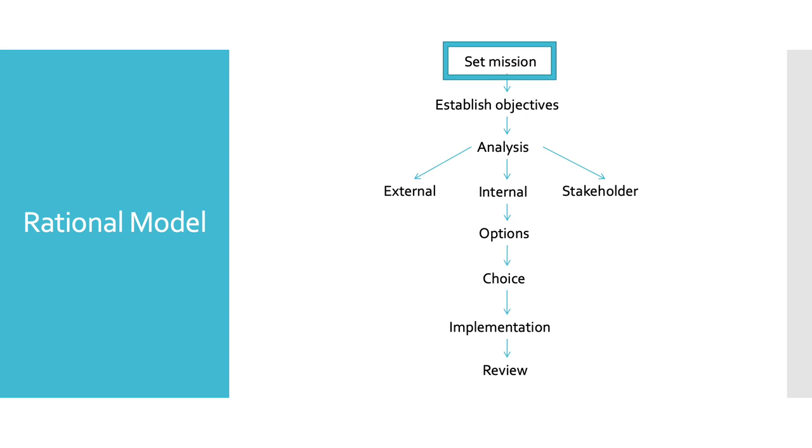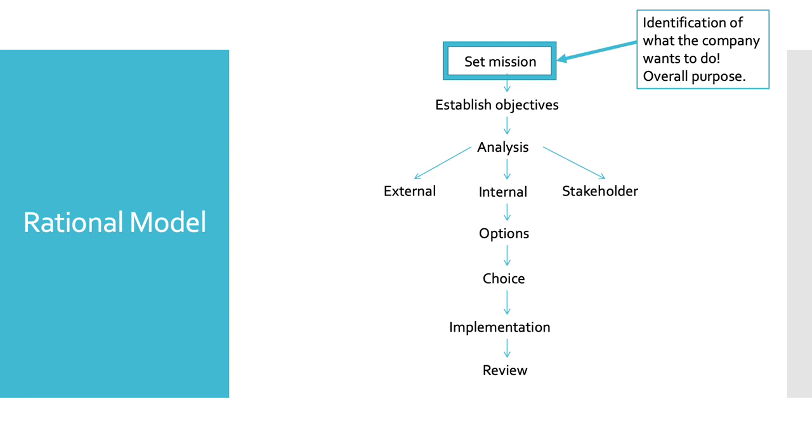The first stage is to set your organisation's mission. Now remember, a mission is just a high-level statement of what your company or your organisation wants to achieve. Whether that is to become very profitable, whether it is to deal with particular problems that it's facing, there has to be some overall purpose to your organisation. This will tend to be a very general statement of what the company wants to achieve.